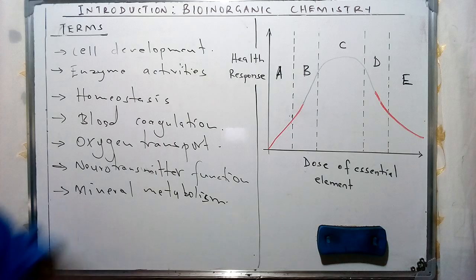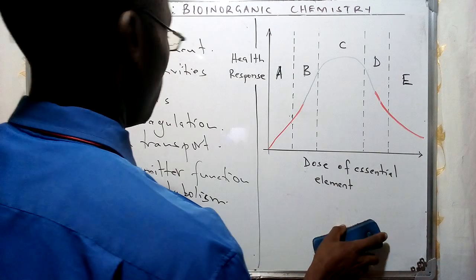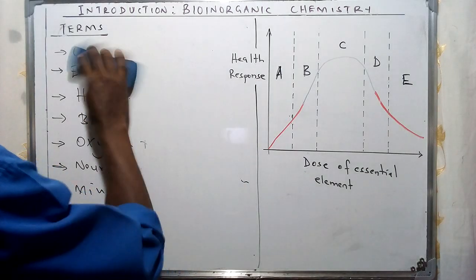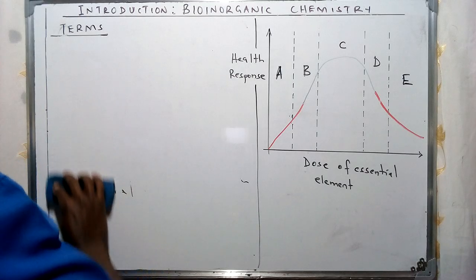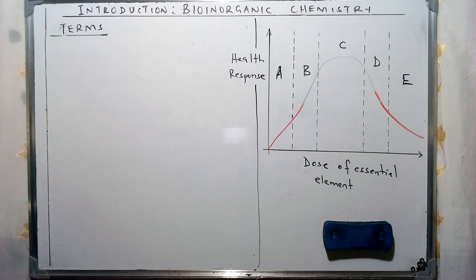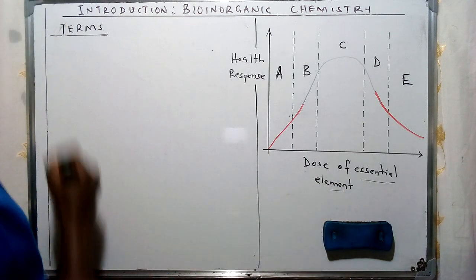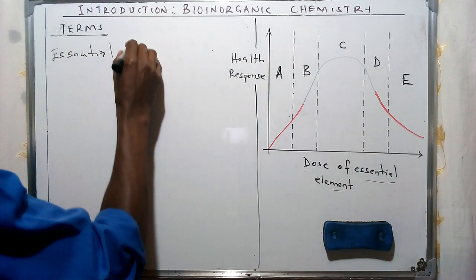Now, I'm going to use this specific graph which I've given on the right side of the board to understand these specific concepts. These are going to assist us in understanding the relationship between the concentration of these essential elements in a biological system and the effects which they are going to have on an organism. So in this case, we're going to look at the first, which is going to give us the concept of essential elements.